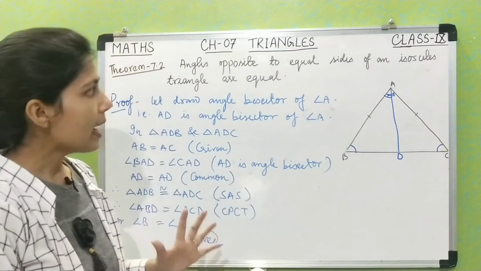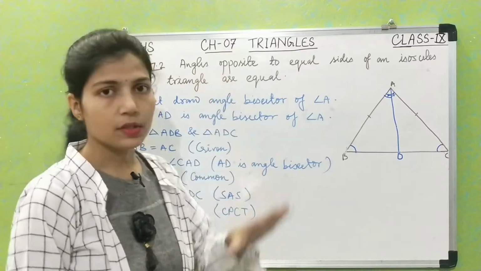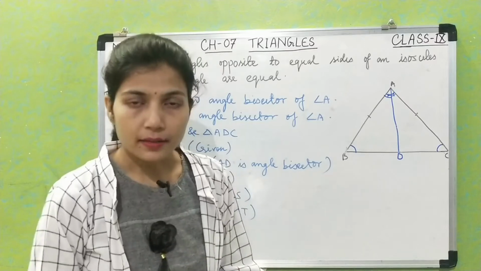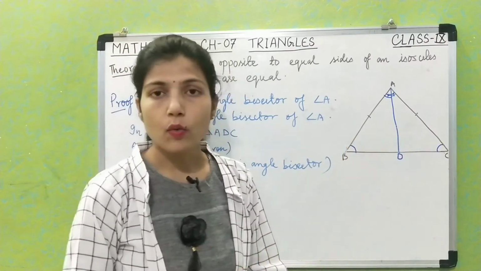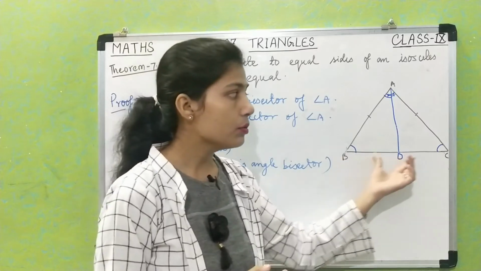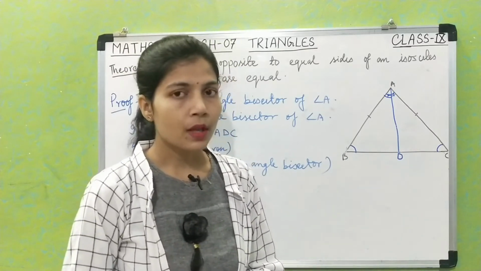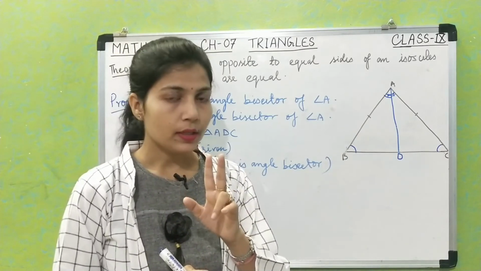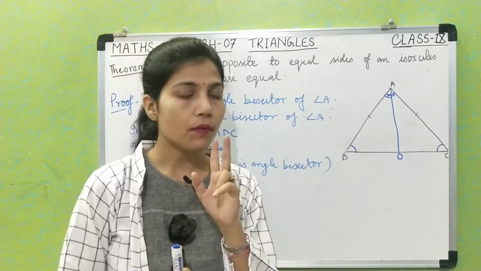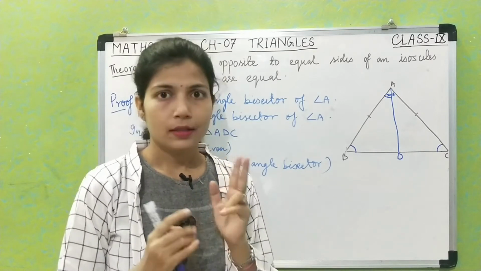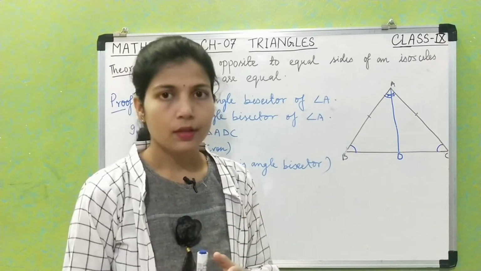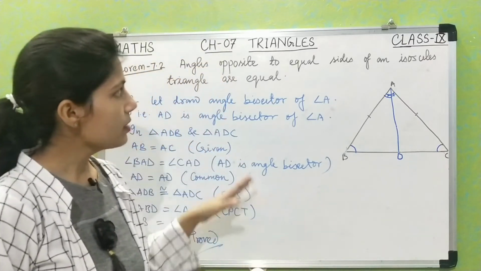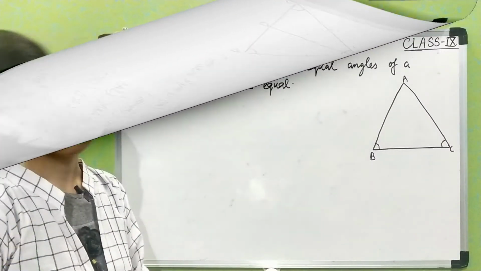Okay, now the next theorem is the converse of this theorem. In a triangle, if two angles are equal, then the sides opposite to those angles will also be equal. We know that in an isosceles triangle two sides are equal. It means if any two angles of a triangle are equal, then their opposite sides will also be equal, and ultimately it will be an isosceles triangle. So the next theorem is the converse of this theorem, so let's discuss it.